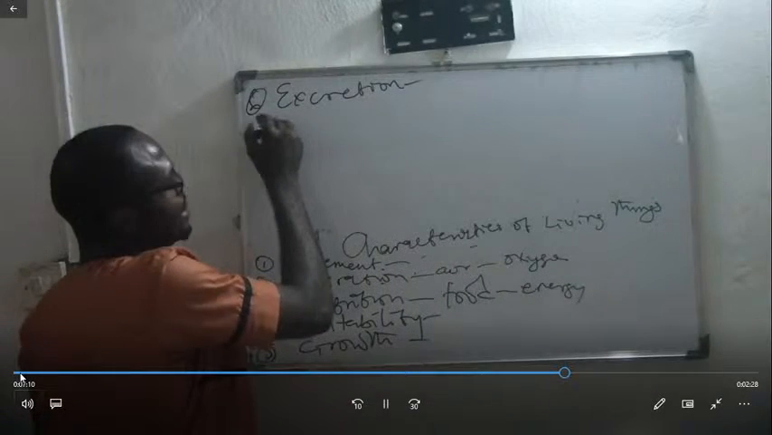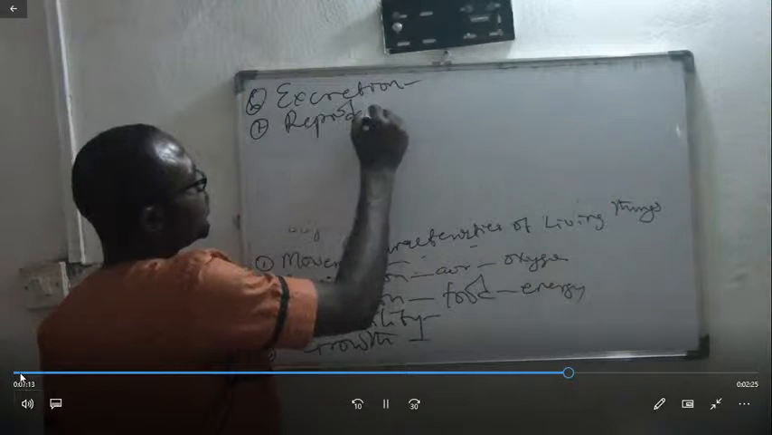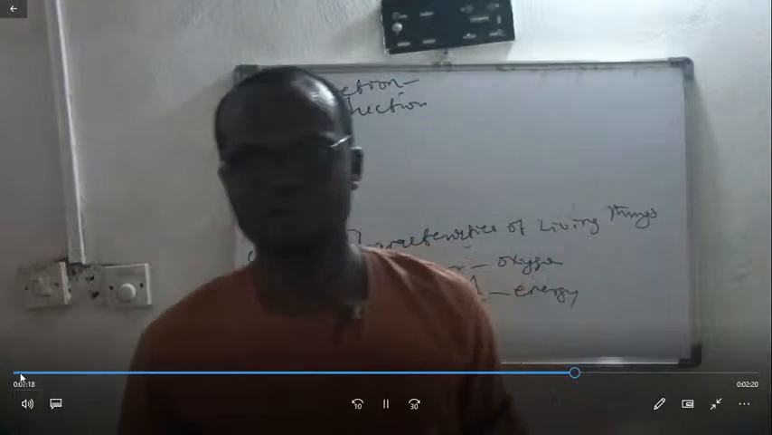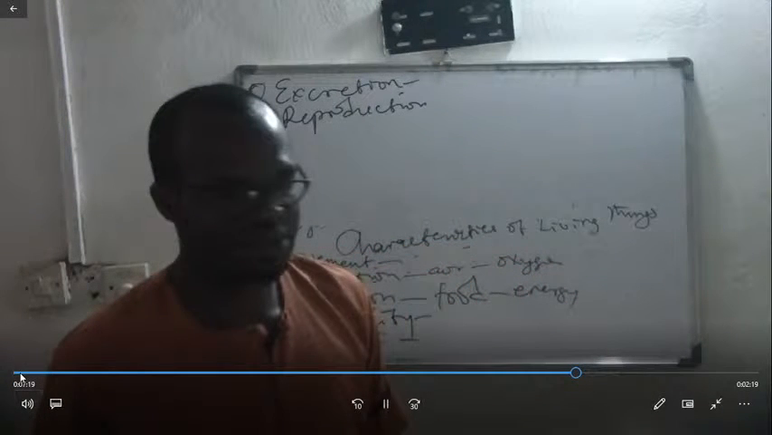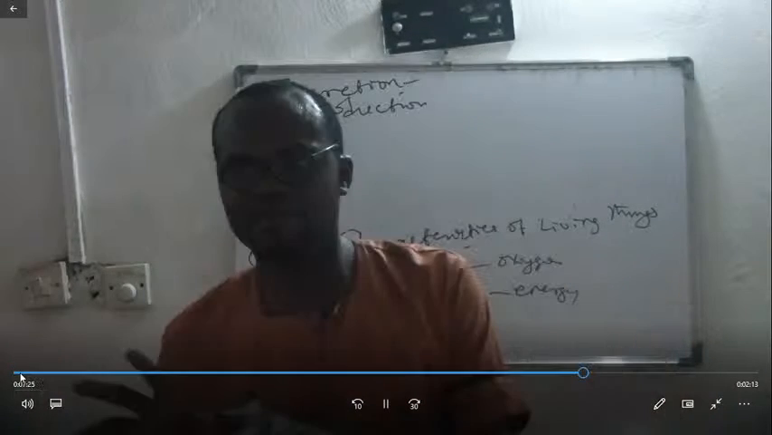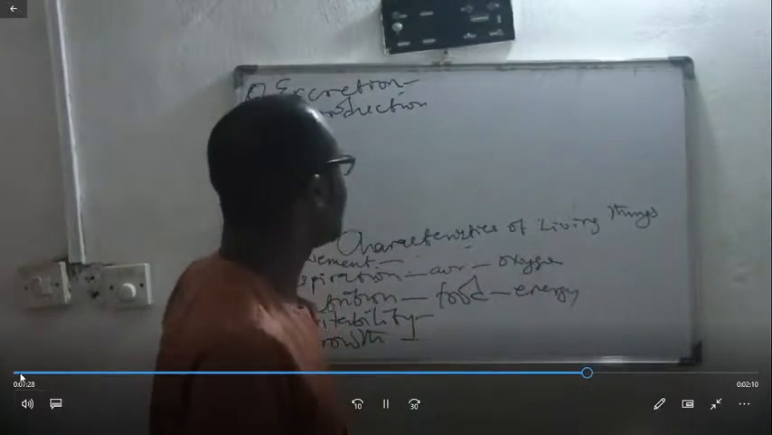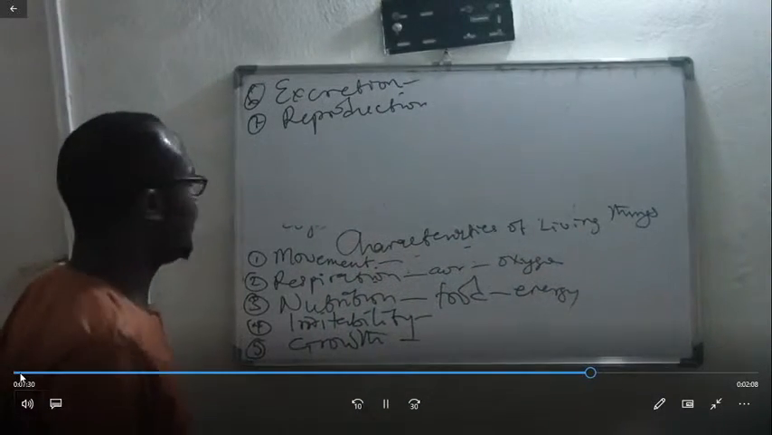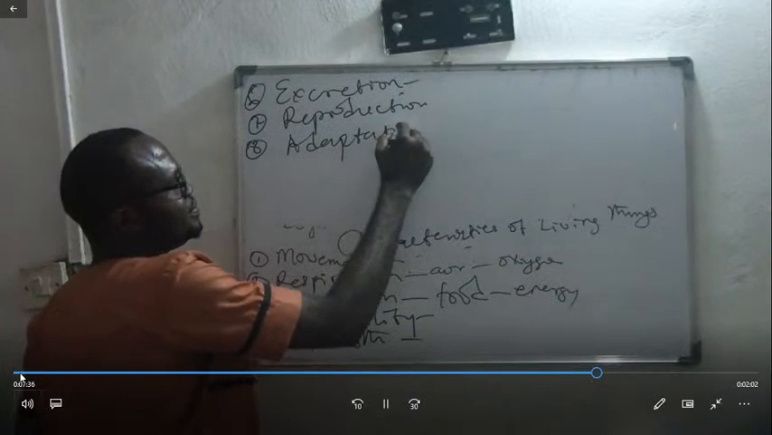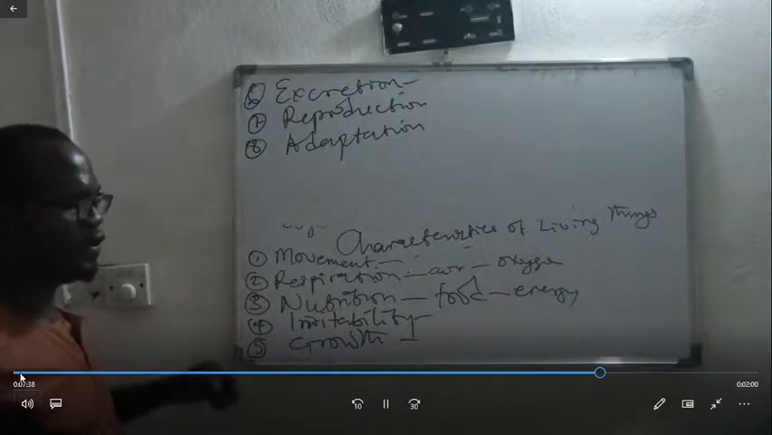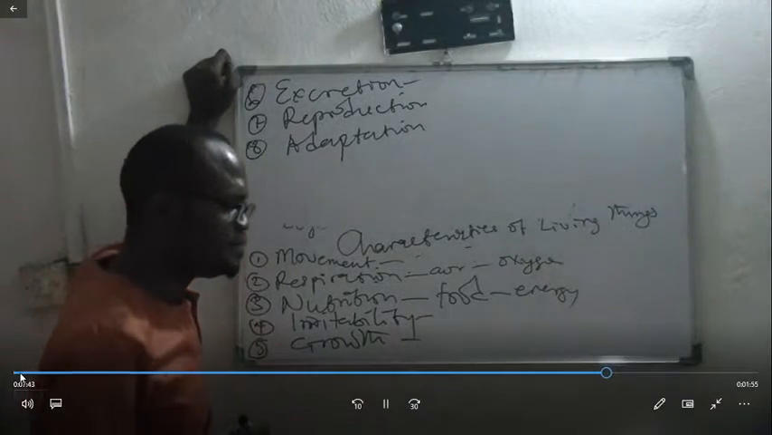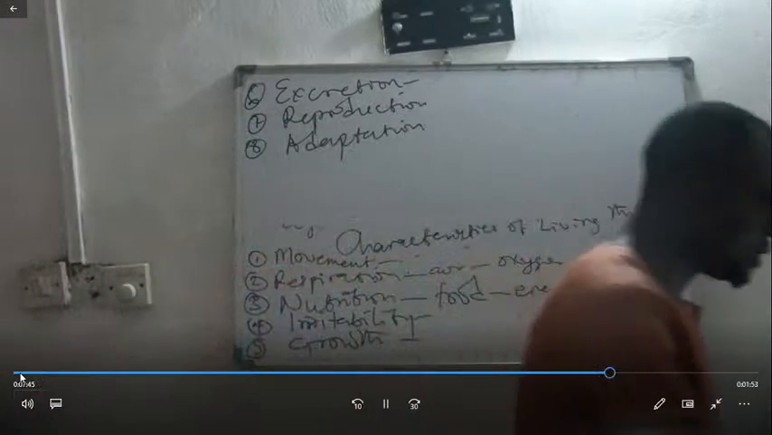Then number 7 is what we call what? Reproduction. Number 7 is reproduction. Reproduction, ability to give new ones, isn't it? Reproduction is the process whereby young ones of a given living organism are being brought to life, isn't it? Reproduction is another characteristic of living things. Then there's other ones like adaptation. That's the ability for a given organism to survive in a given environment. Is that clear? Adaptation, very, very important.